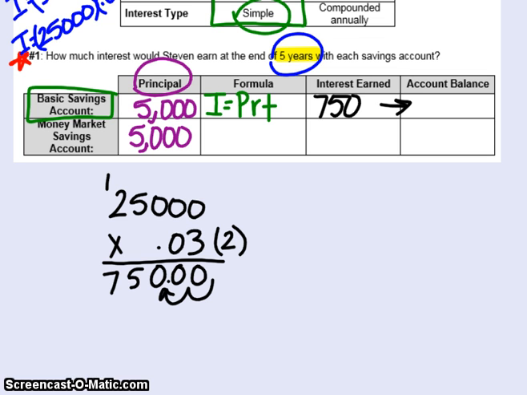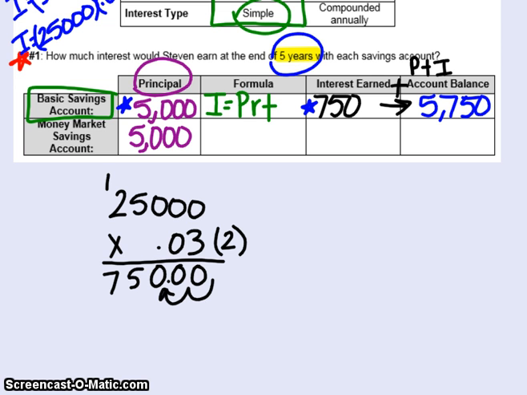But in order for me to find my account balance, I know that I need to add. So I want to add 750 plus my principal, because I'm adding principal plus my interest. And so what I have is 5,000 as a principal and 750 as my interest, and if I add those, I get 5,750 as how much is in my account right now.